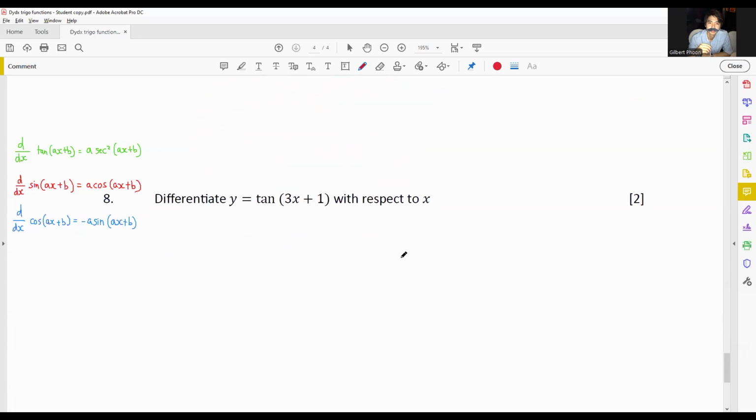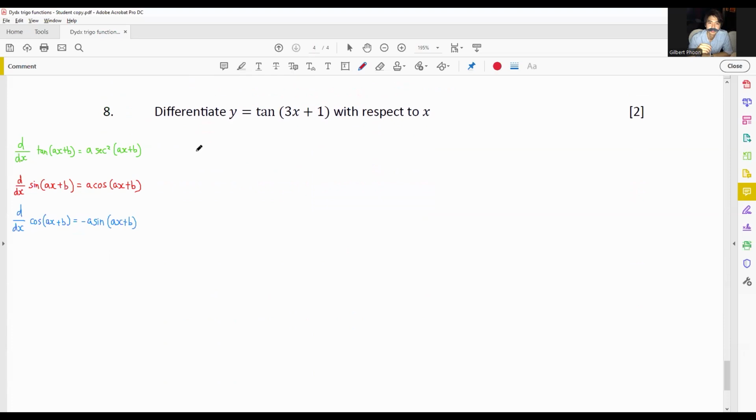Okay. And one last question over here. Differentiate y equals tangent 3x plus 1 with respect to x. So a quick reminder is differentiating tangent gives you secant square. Then repeat whatever's inside the bracket, 3x plus 1, and differentiate it, you get 3 in front. Therefore, dy dx is just equal to 3 secant square 3x plus 1.